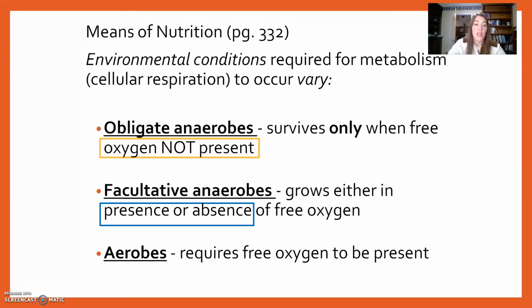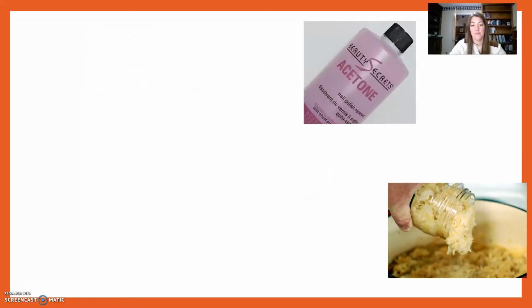Then you have something called facultative anaerobes. These grow either in the presence or absence of free oxygen, so they can survive with or without oxygen just fine. And lastly, you have aerobes, and these require oxygen to be present. So think of anaerobic exercise and aerobic exercise. Aerobes require the oxygen to live.